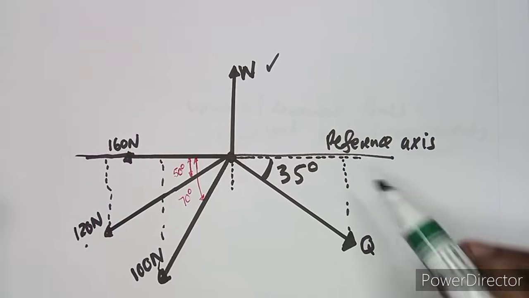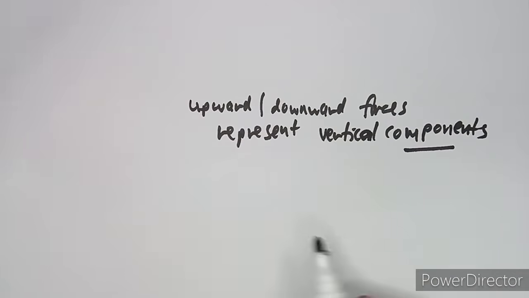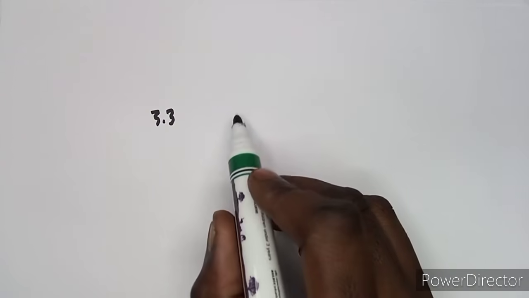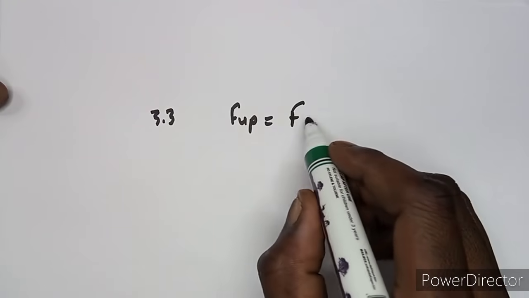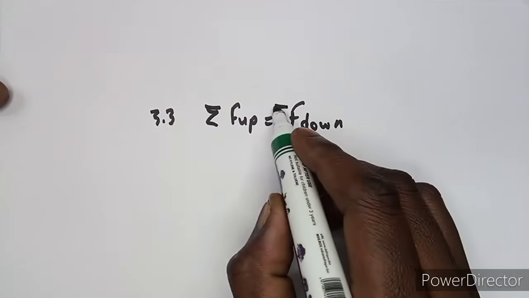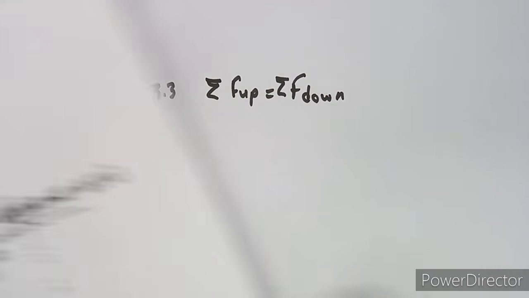So this is a vertical line, as opposed to a line to the left or to the right that is horizontal. Okay, so this is the concept that you're going to use. So which means you're going to work with vertical components. So how do we work with vertical components? Let's say this was 3.3. All right, we are at 3.3. So we are going to use this concept that upward forces, F up, is equal to F down. Okay, that is the summation. Actually, you just add them up. Okay, so let's just use the summation to add them up. So the sum of upward forces is equal to the sum of downward forces.